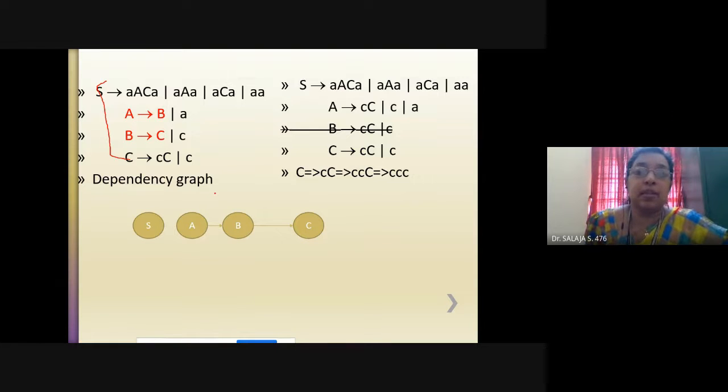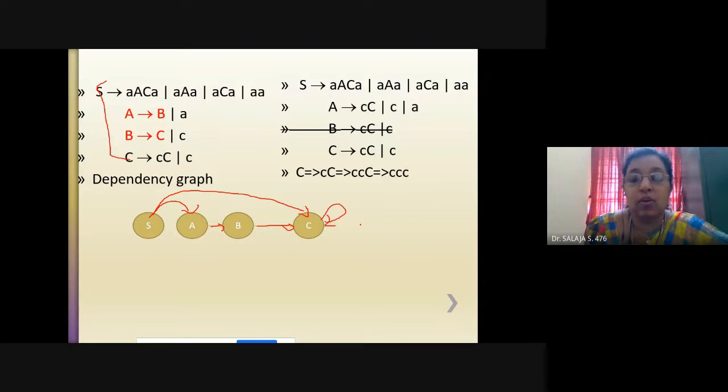The first is that the dependency graph helps us identify whether you can connect one variable with the other. If you see here, from S you'll be able to reach A. It is a normal dependency graph which connects one variable and the other. From S, you will also be in a position to reach C, so you have connectivity to C. What about A? A has connectivity to B. B has connectivity to C. And C has connectivity to C itself. So this is the overall dependency graph of the grammar.